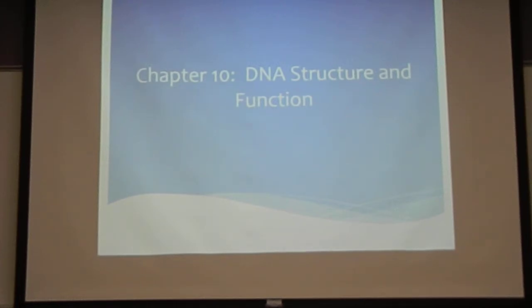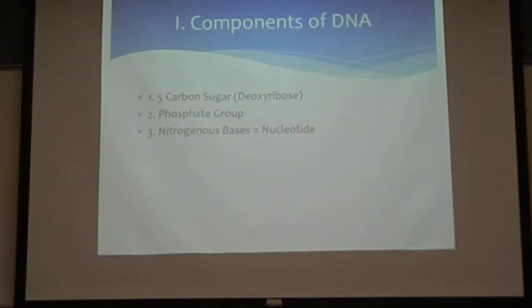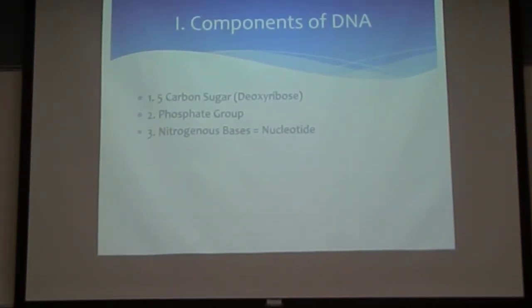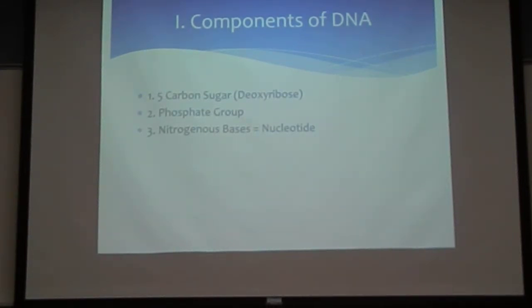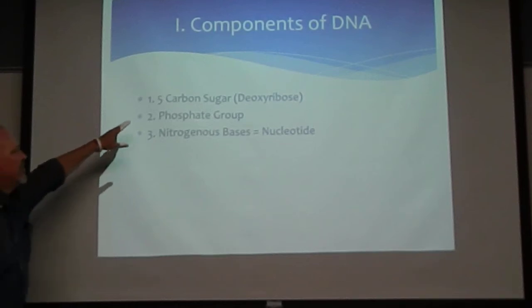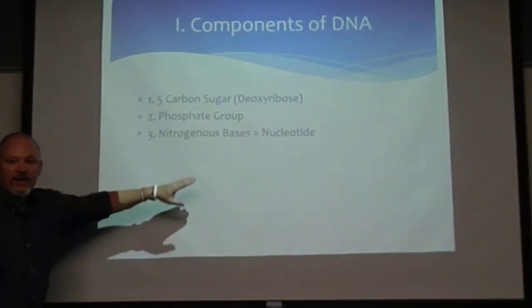If you look at the chapter in the book, it's a lot of material, but we're just going to use a little bit, and then we're going on to chapter 13. So DNA is made up of a sugar called deoxyribose, and then a phosphate group, and then there's a nitrogenous base, a base that has a nitrogen as its foundation. And each nucleotide, which is all of this, the sugar and the phosphate group and the base together, is called a nucleotide.